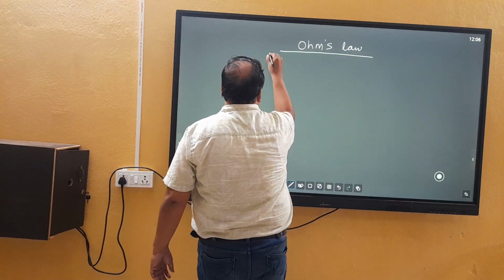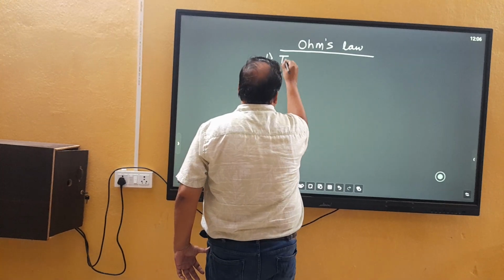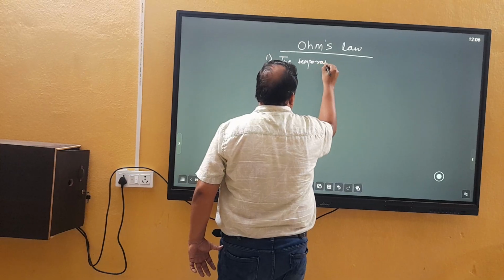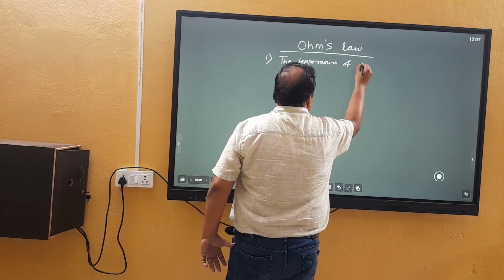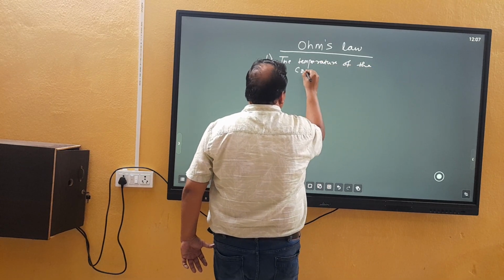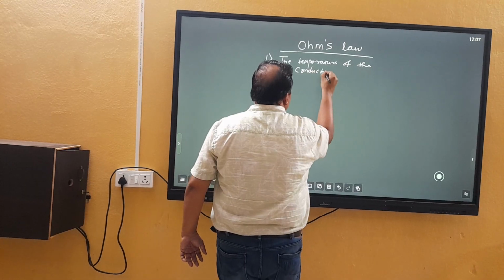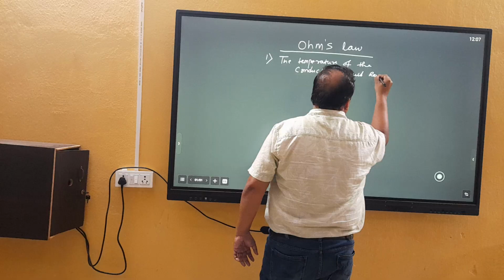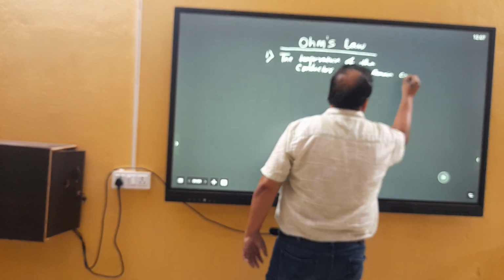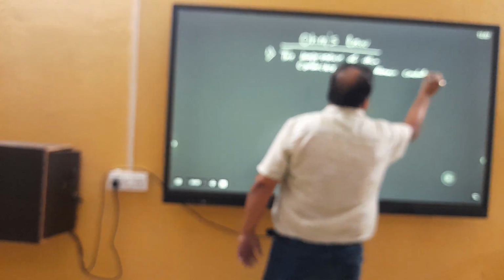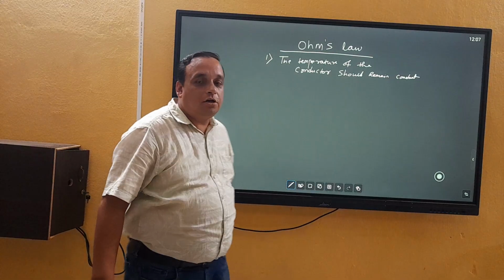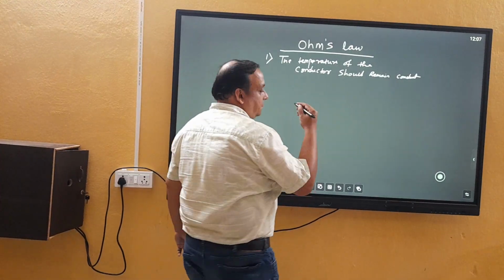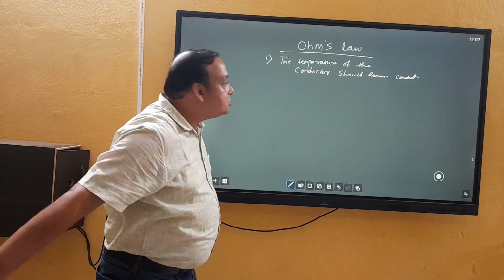Number one, the temperature of the conductor should remain constant. It is the main condition that the temperature of the conductor should remain constant. If the temperature varies, we cannot apply Ohm's law.